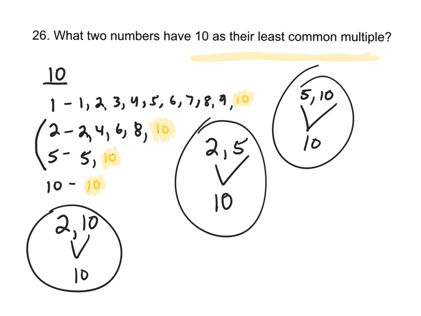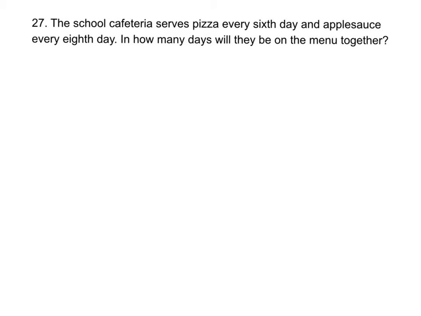Okay, moving along. The school cafeteria serves pizza every 6th day and applesauce every 8th day. So 6, let's draw a piece of pizza. 6 for pizza, and every 8th day, let's just say applesauce. In how many days will they be on the menu together? So you need to be thinking, is this common multiple, common factors? When will they meet again?